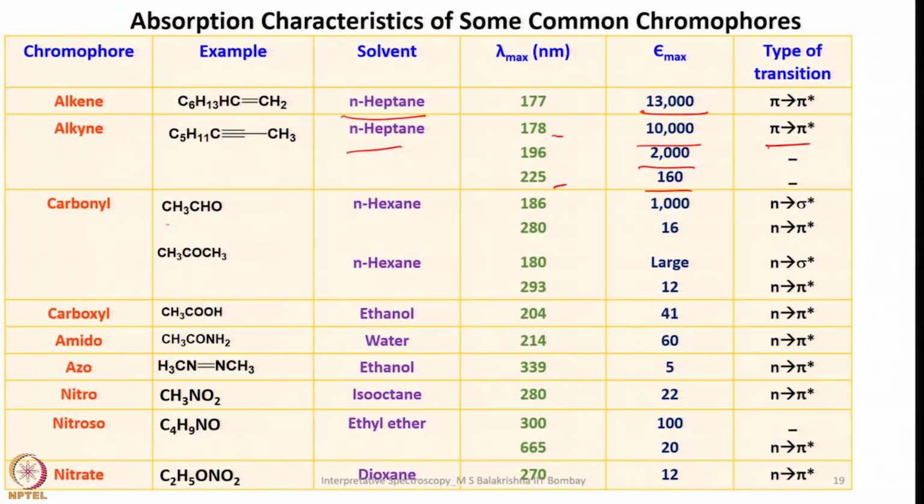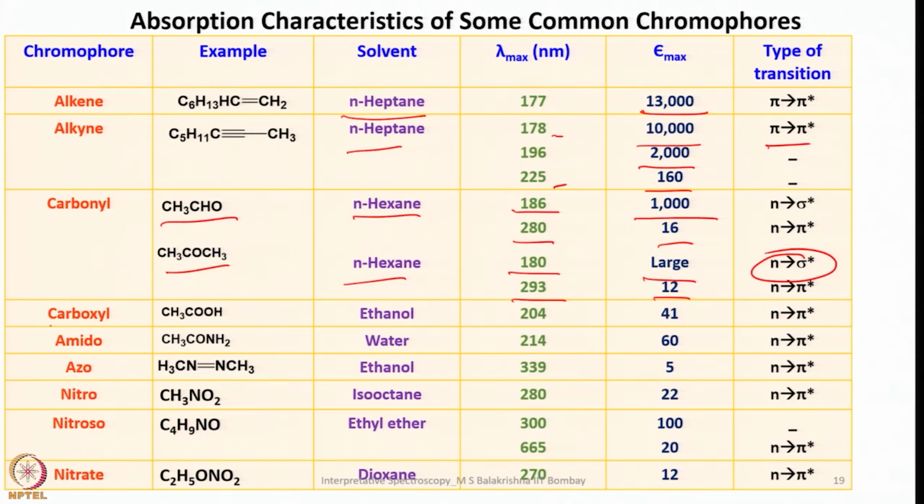In this case, for example, if you consider aldehyde in N-hexane, you can anticipate 186 as well as 280, and for 186 the epsilon value is a little higher compared to 280, which is low. And for acetone in N-hexane, 180 and 293, in case of 180 a large epsilon value will be there, in 293 it is low. The large one is due to n to sigma star and the lower one is due to n to pi star. We know that n to pi star is of weak intensity, and same thing here. Whenever a weak intensity is there, you can conclude that it is not n to sigma star, it's not even pi to pi star, it is n to pi star.